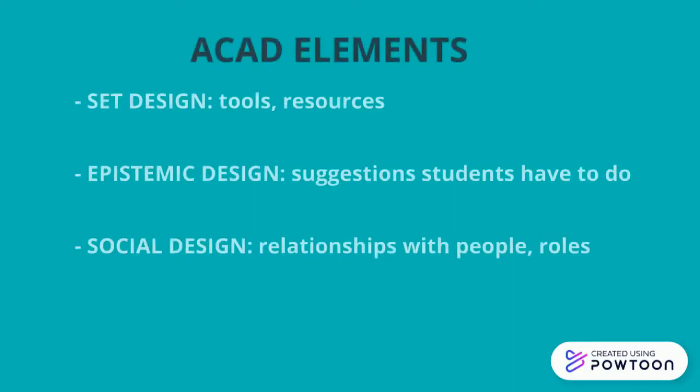The first one is set design, which refers to the tools and resources that are introduced to support the process of learning. The second one is epistemic design, which are suggestions of what the student has to do. The last component is social design, in relation with how to work together, how to establish relations with people, different groups and roles.